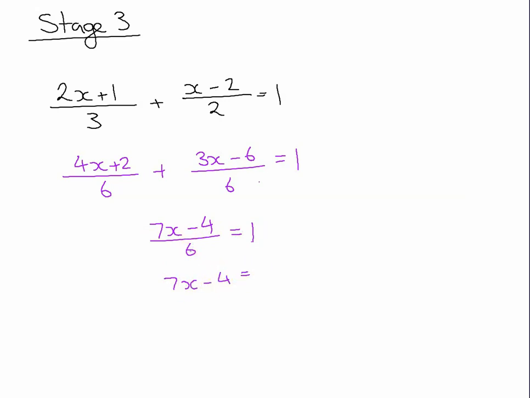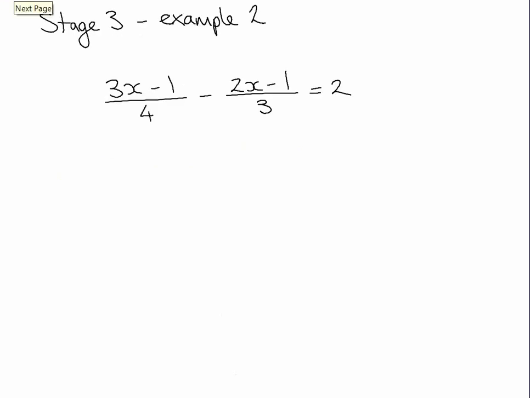Well, and it's the last thing happening to the x. Now the last thing is the subtraction of 4, so I'm going to add 4. And we divide by 7. It's a non-friendly answer, but there it is. Let's have a look at another one.